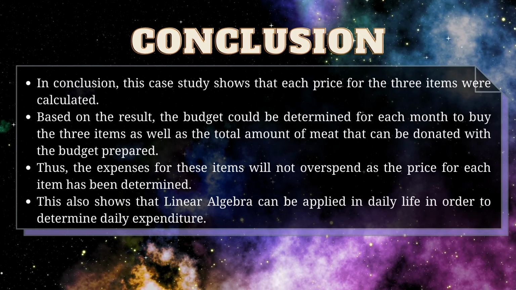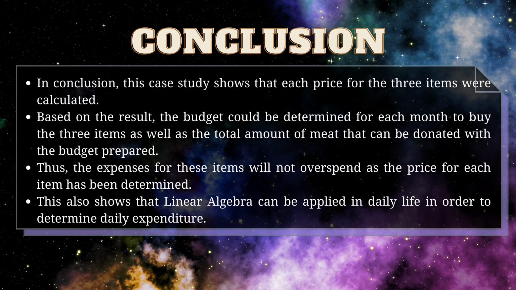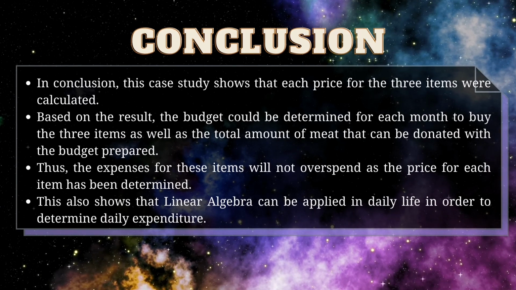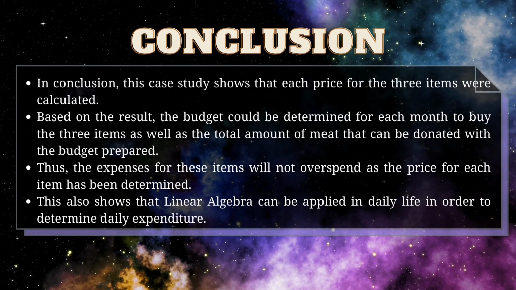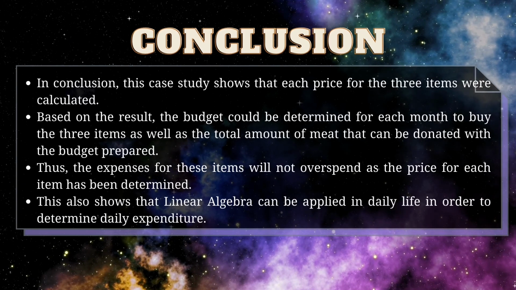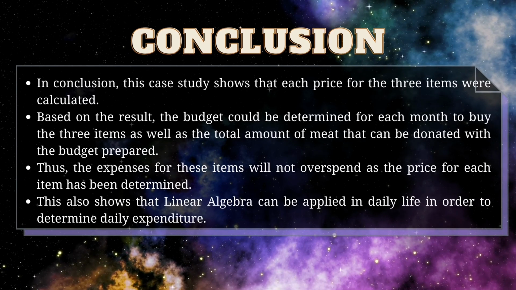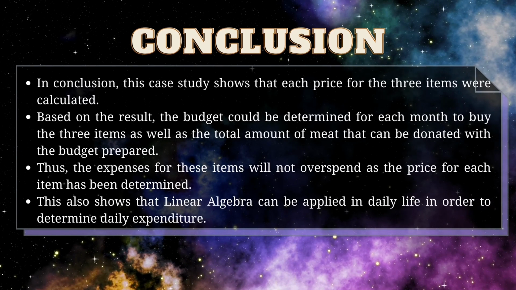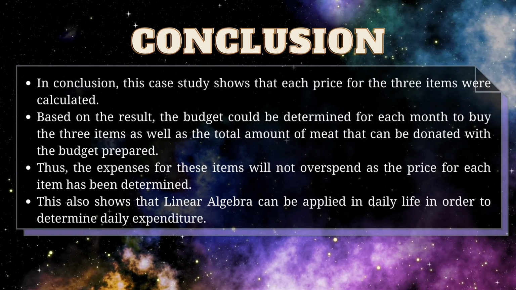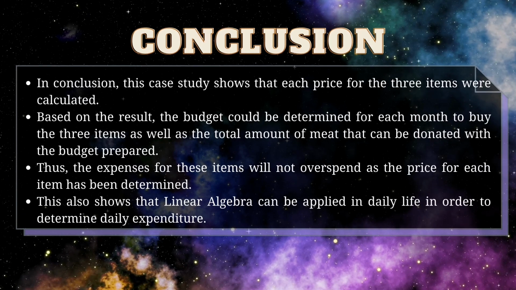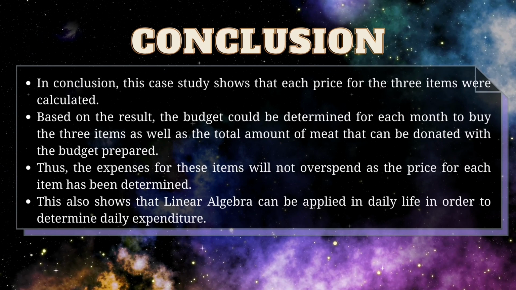In conclusion, this case study shows that the price of each of the 3 items was calculated. Based on the result, the budget could be determined for each month to buy the 3 items as well as the total amount of meat that can be donated with the budget prepared. Thus, the expenses for these items will not overspend as the price for each item has been determined. This also shows that linear algebra can be applied in daily life in order to determine daily expenditure.